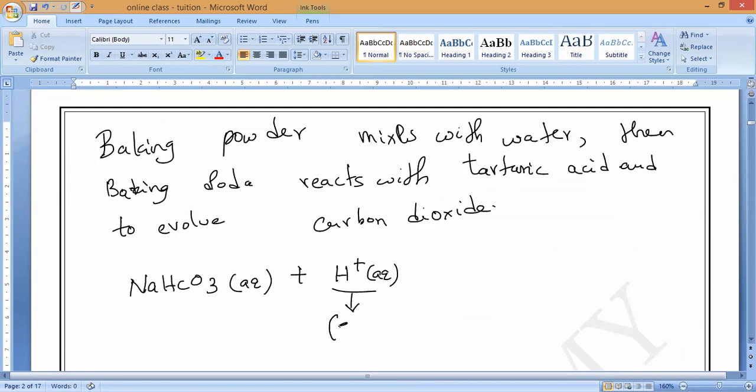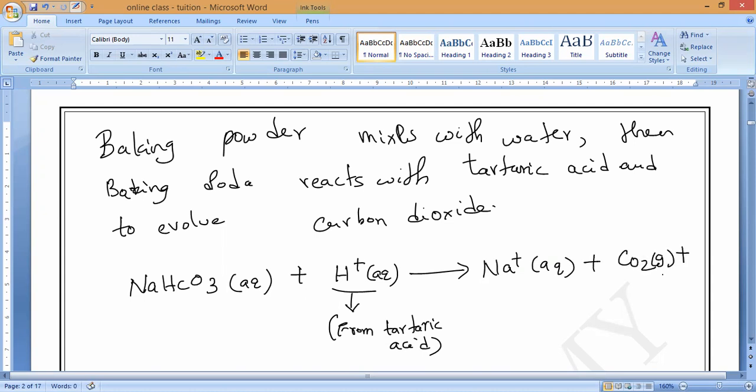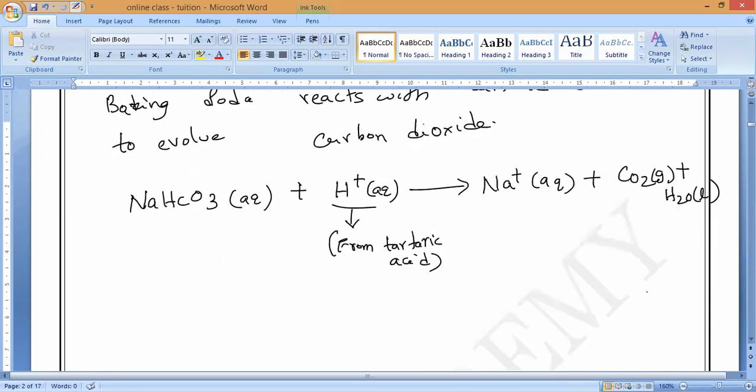Tartaric acid. From tartaric acid. Is it a mineral acid or an organic acid? Organic acid. It will produce sodium ions in aqueous state, plus carbon dioxide gas, plus water. Water it will produce.